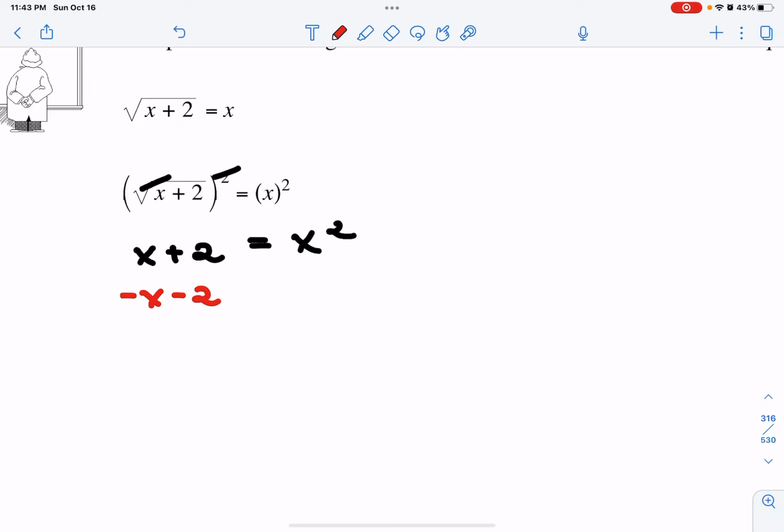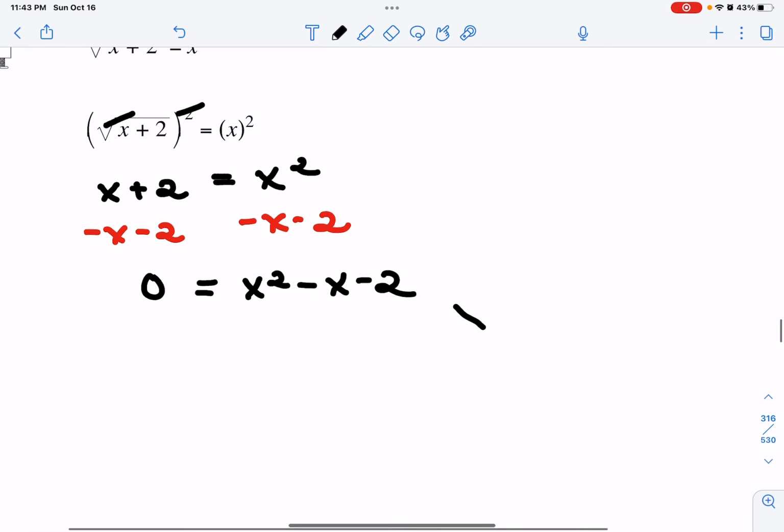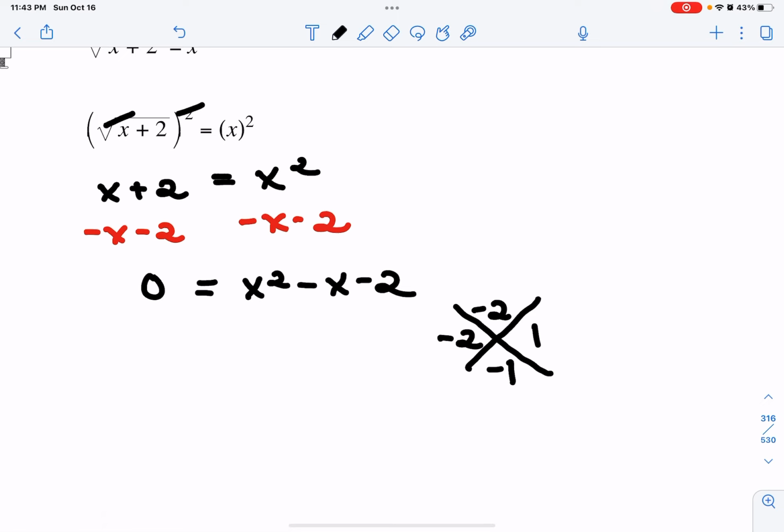Minus x minus 2, minus x minus 2. This is 0 is equal to x squared minus x minus 2. Now I can factor this. If I factor this, I have to multiply to make negative 2, add to make negative 1. Well, what's going to do that for me? It's negative 2 and a positive 1.